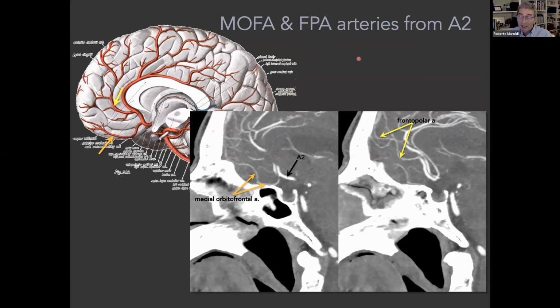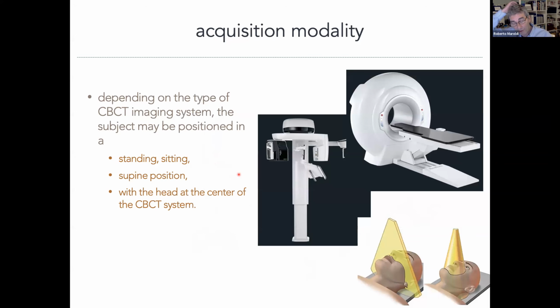ethmoidal cells. Another point, which is a danger factor for the endonasal surgery, is related to the proximity of a couple of vessels, more frequently the medial orbitofrontal artery, the MOFA, and then a little bit far from this, the frontopolar artery. Therefore, if meningioma, like Valentin was suggesting before, as a target for a transcribriform approach, you know that it could be useful to have an arterial phase with CT in order to rule out the close relationship of this artery with those structures.